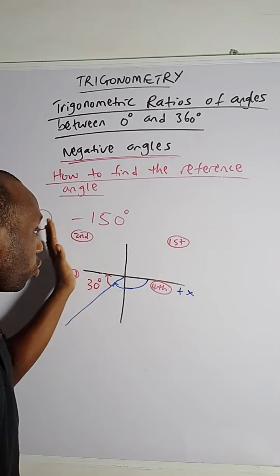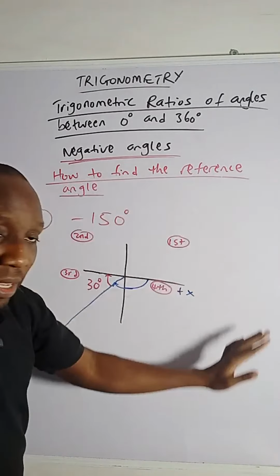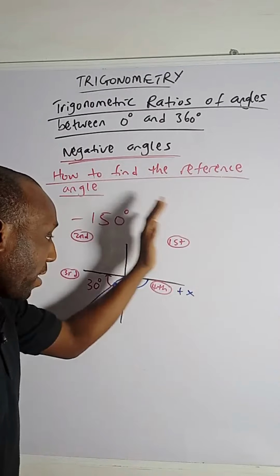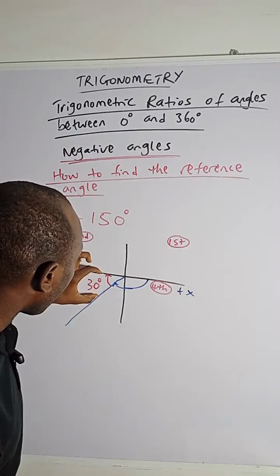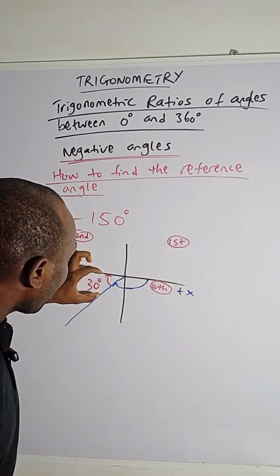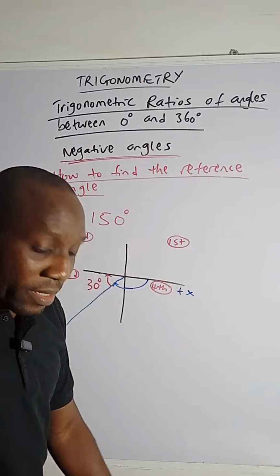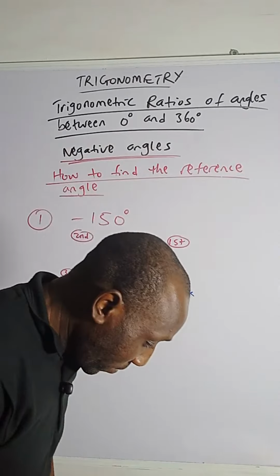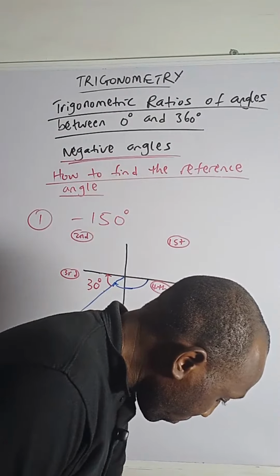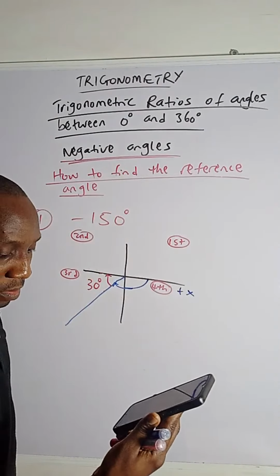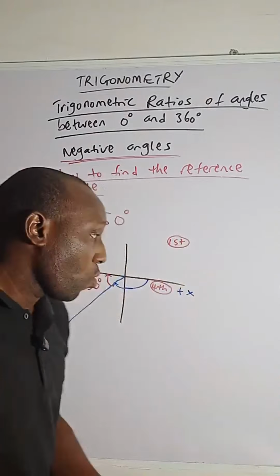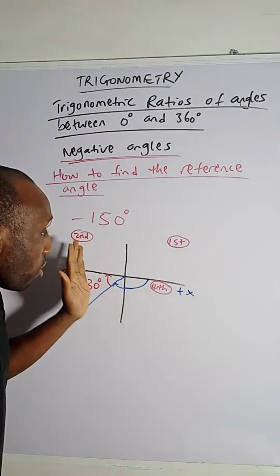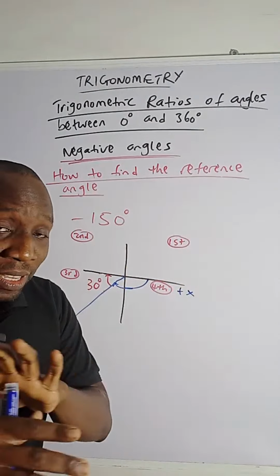I've just shown you how to do it on a graph when you sketch it out. This is the reference angle. It's between the x-axis and the terminal side. Is that clear? Yes, that's one way. So this is how you get your reference angle. I told you there are different ways.